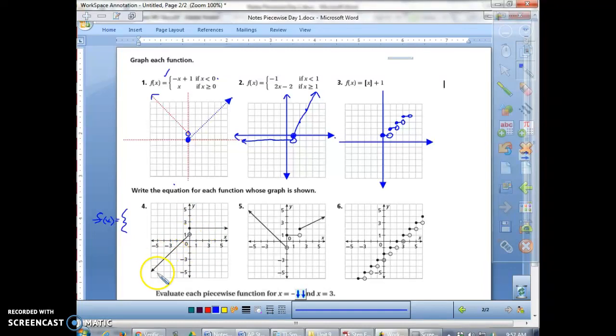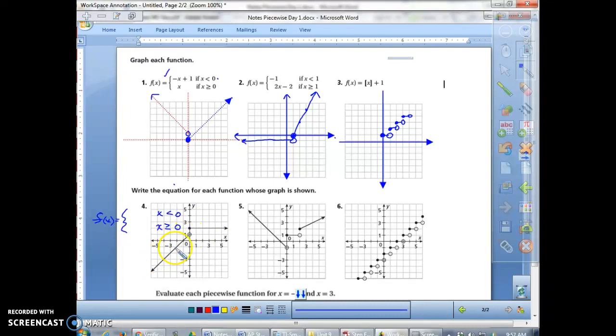The left side of this graph, the x's are what? They are less than 0. The right side of the graph, the x's are what? Greater than and equal to 0. You see that? So those would be the domains.